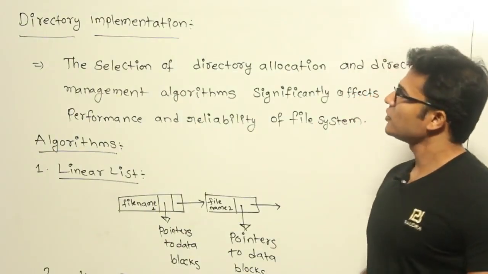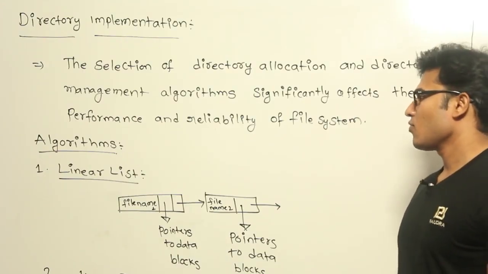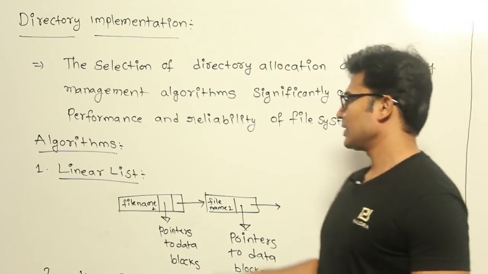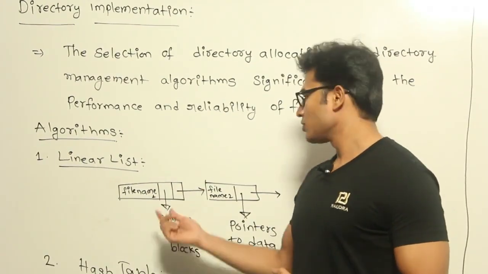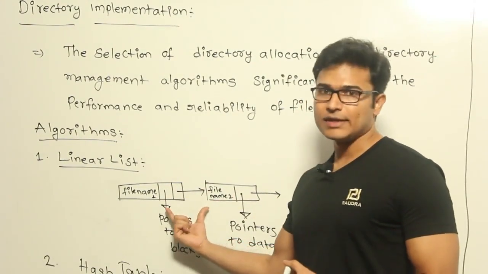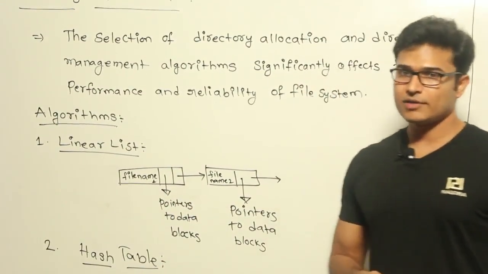Now let's see the implementation of the directory. A directory can be implemented in two ways. Either you can maintain every directory as a list of files, and that list could be a simple linked list, or you can maintain a hash table. I'll tell you what the advantages and disadvantages are.